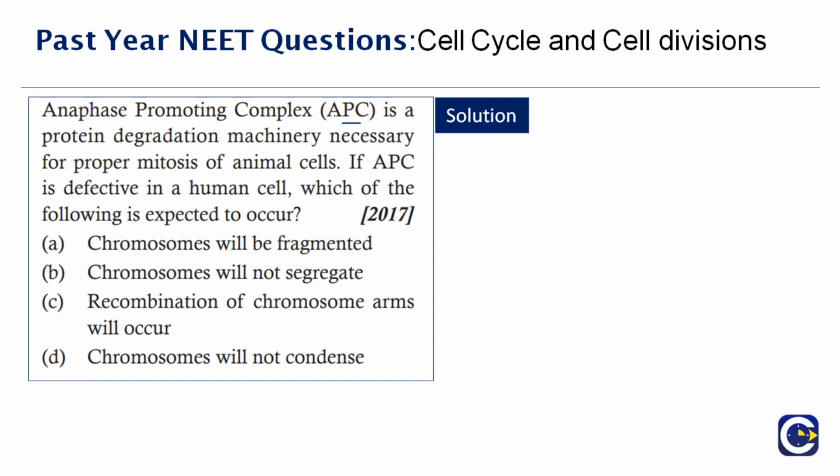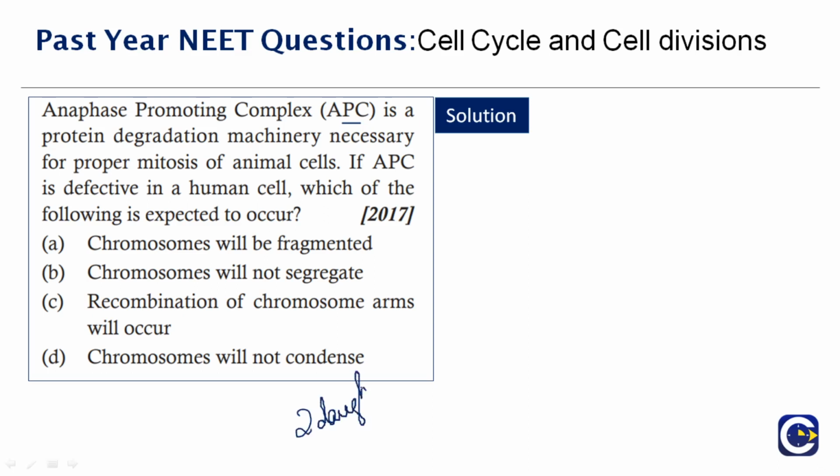See, when we talk about DNA replication or duplication, the major role is played by the chromosome, right? Chromosome plays a major role. So when this APC does not function properly, the chromosomes will not be segregated correctly. During the anaphase, this APC is a protein necessary for the separation of the two daughter chromosomes.